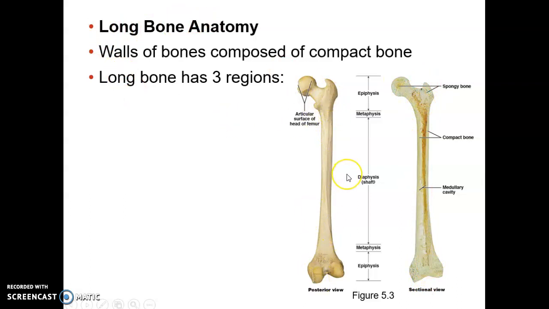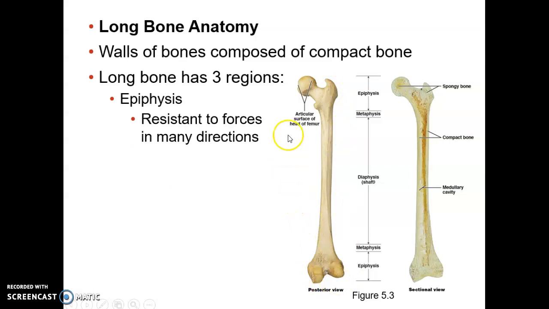The long bone anatomy has three basic regions. There's the epiphysis, proximal and distal. Proximal would mean closer to the body, the torso, for example, and then distal meaning further away. So this would be the knee joint of this thigh bone or femur, and this is where the hip joint would be. So this is the proximal epiphysis, and that would be the distal epiphysis. So two of them is epiphyses. They're resistant to forces in multiple directions, which is why the trabeculae within the spongy bone are oriented in different directions.